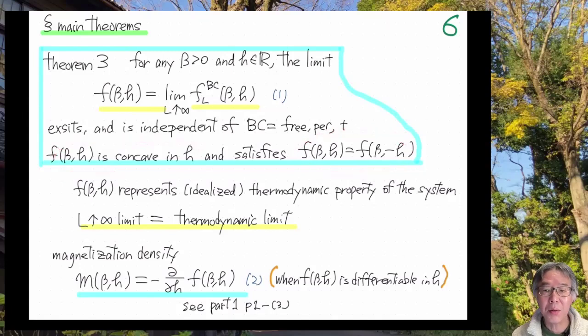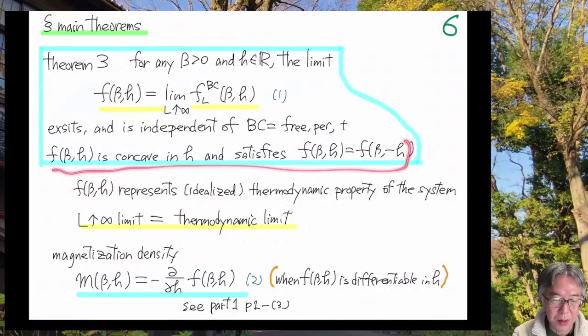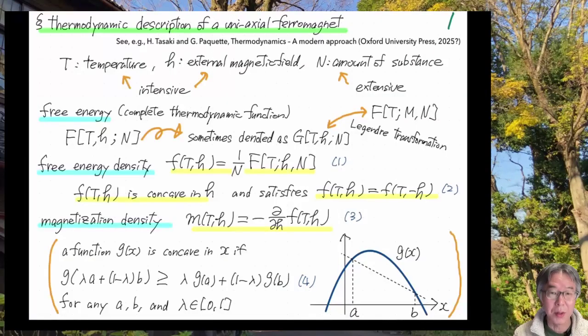Okay, so this is very good news, especially this independence of the boundary condition. This tells you that we have a free energy that represents an idealized thermodynamic property of the system. And this L going to infinity limit is usually called the thermodynamic limit or the infinite volume limit. You recall that this is the same as what we had in part 1.